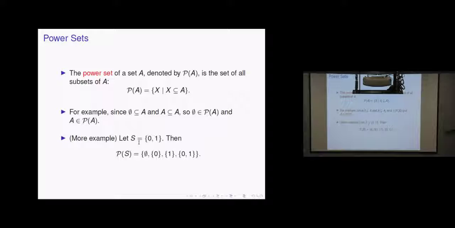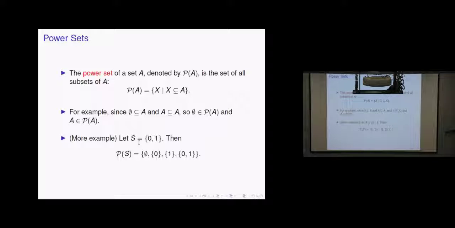Suppose we look at the set S of two elements, 0 and 1. What is the power set of this S? We want to get all the subsets of S, right? So let's collect the subsets based on the number of elements. If the set has no elements, the empty set, as we know, is always in. So the empty set is always there. This is a subset of S which has no elements.